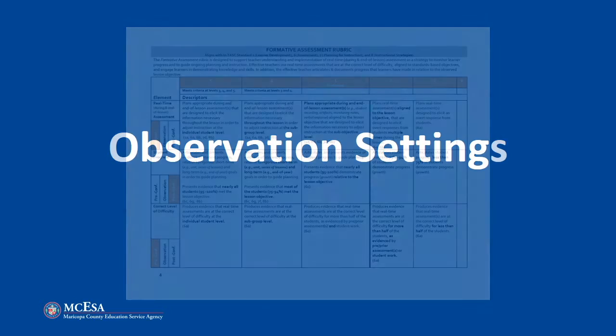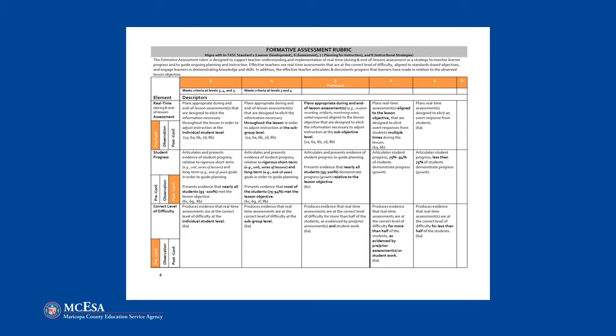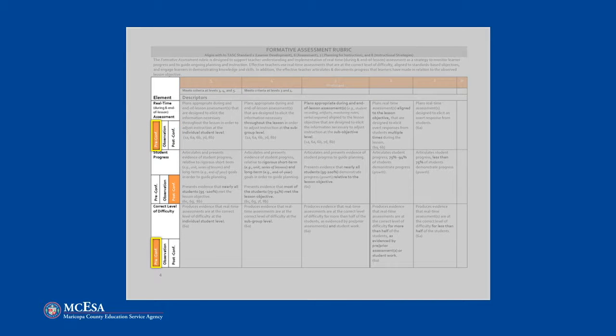So you may have noticed each element connects to a trio of vertical bars titled pre-conference, observation, and post-conference. These bars indicate the stage during the observation cycle in which the element is scored. In this example, the elements real-time assessment and correct level of difficulty are scored during the pre-conference, while student progress is scored during the post-conference.